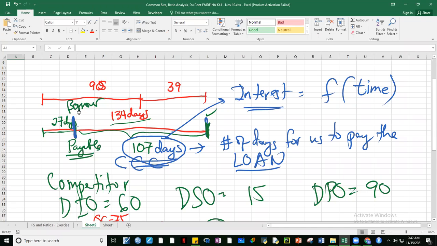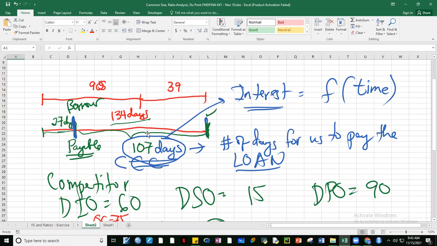Okay, so on the average, on the 27th day, magbabayad tayo. So where do we get that? Manghihiram tayo. Manglo-loan tayo, guys. Okay? Maglo-loan tayo ng short-term loan para bayaran si supplier. And then it will take us 134 minus 27 days, that's 107 days to pay our loan. Okay? So that's 107 days. So yung number of 107 days, which is your cash conversion cycle, is the number of days for us to pay back the loan that we had here on the 27th day.